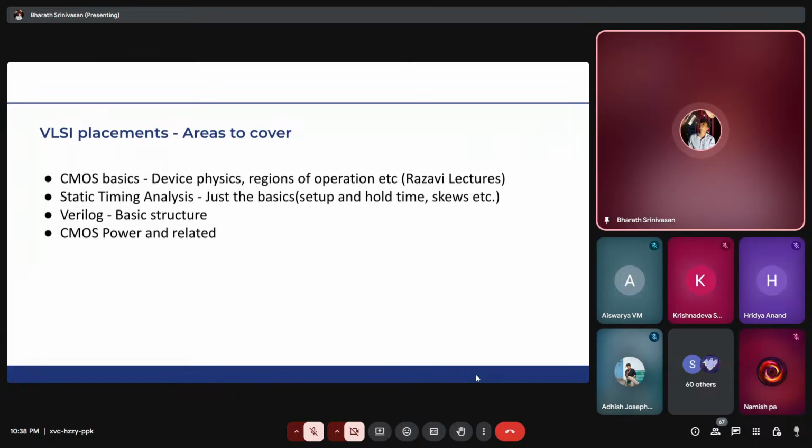And CMOS power and related topics. If a backend team is coming, there might be power related questions, even within your test, the initial test before you go into the interview. CMOS power related questions are there. I think there is a course by an IIT. I don't remember which IIT. Maybe I can pass it on to Namish after the session.